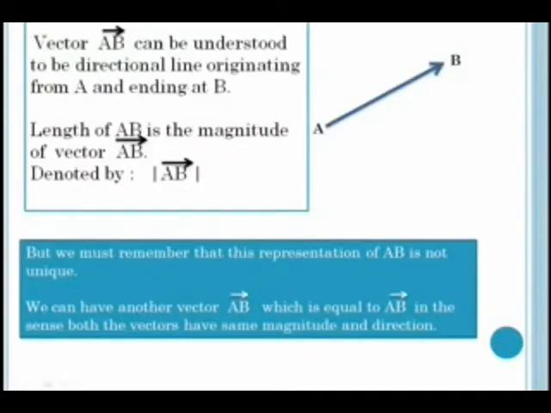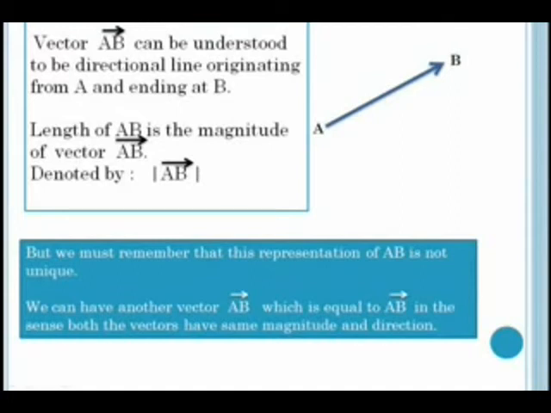Now let us say that AB is a vector. Now this vector is originating from the point A and it is ending or terminating at the point B. So AB represents the vector. Now the length of this vector is called as the magnitude of vector AB, and it is denoted by modulus of AB. So this notation represents the magnitude of this vector AB, or the length of this vector AB. So A represents the originating point and B represents the terminating point.